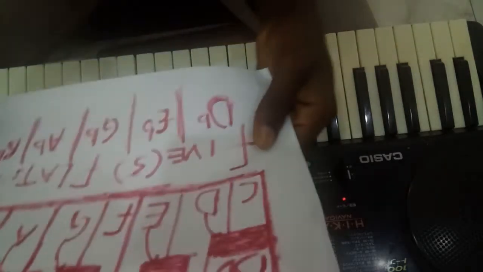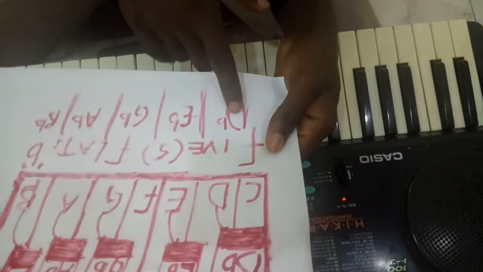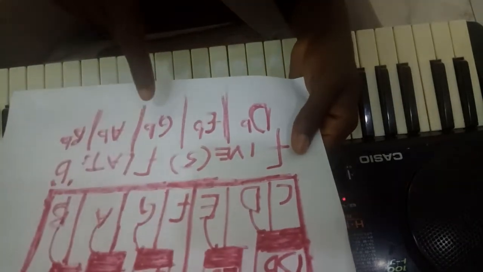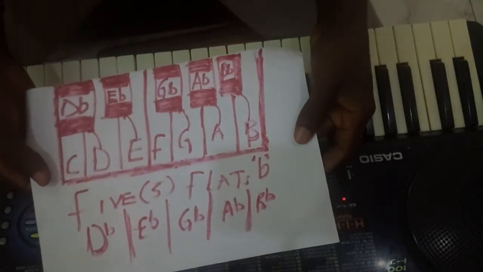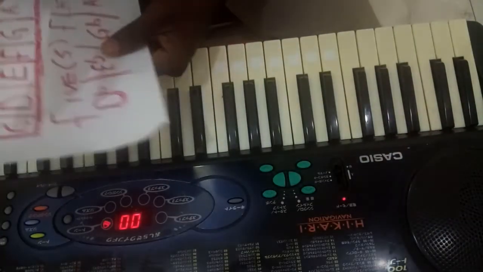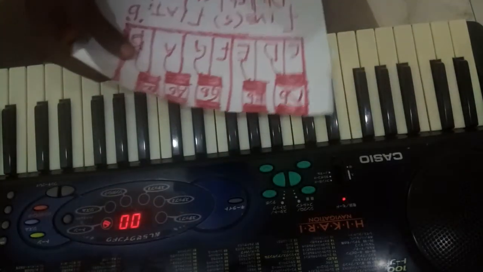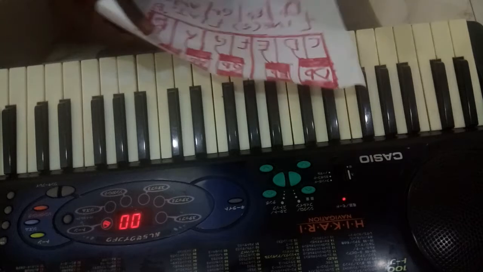That means there are what? There are 5 flat keys. D flat, E flat, G flat, A flat, and B flat. Look at it very well. Hope you can say it. Can you say it? If you can say it. Now that means there are 5 flat keys and 5 sharp keys.